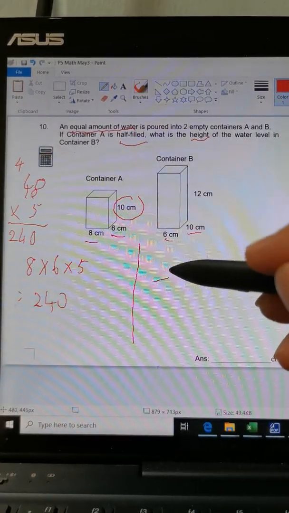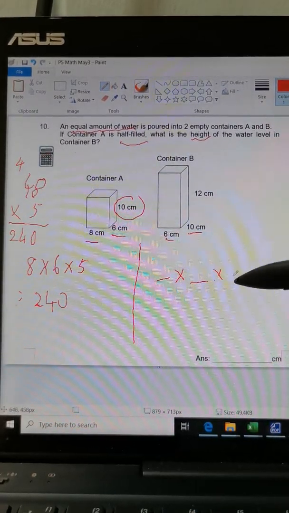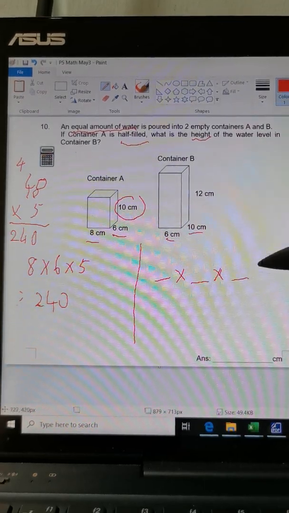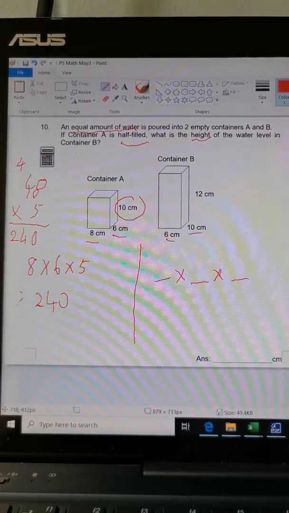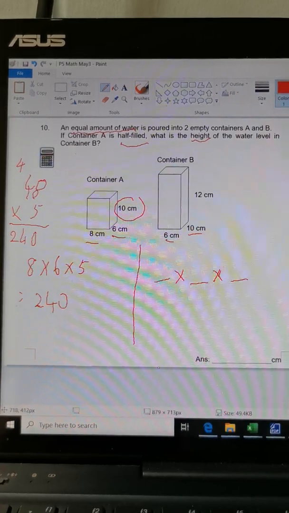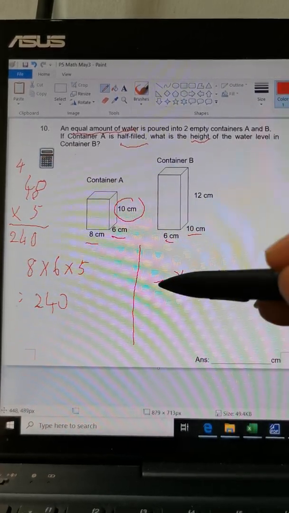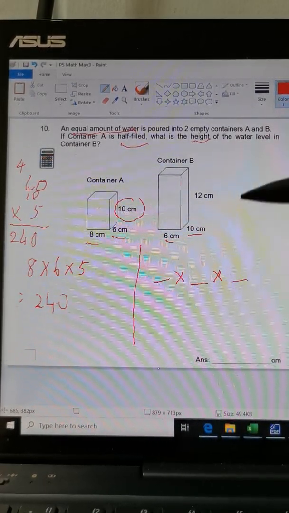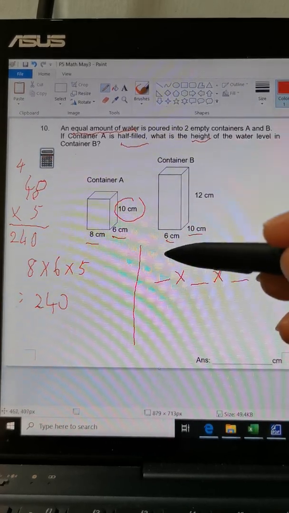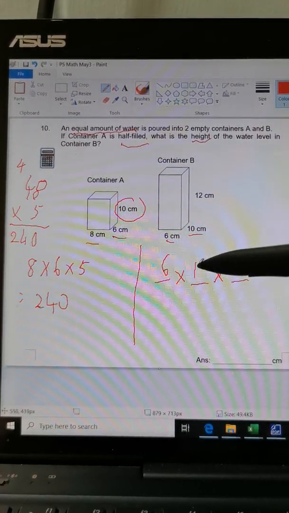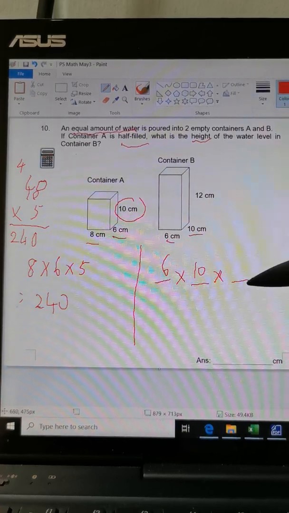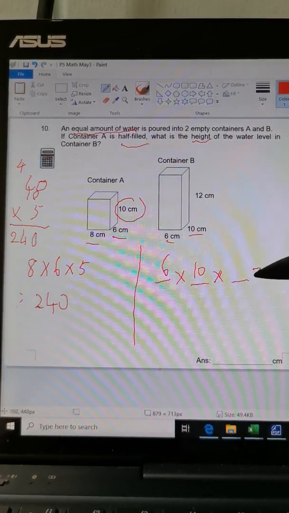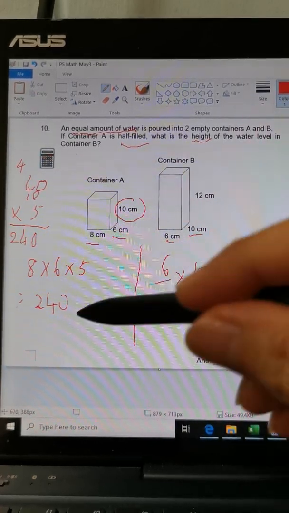So length times breadth times height. Now I always tell you, you must stick to your formula. Always stick to the formula in your mind. Length times breadth times height. Now the length is given, 6. The breadth is given, 10. Now the height is the one that is not given, so we will leave it blank. And it equals 240.